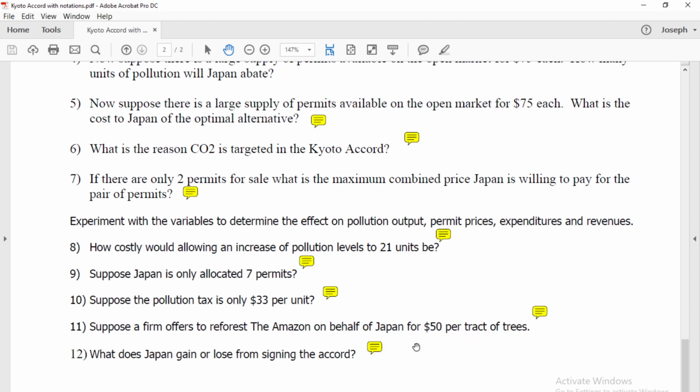And then, what does Japan gain or lose from signing the accord? Well, an excellent question, if I do say so myself. That's a good one for open discussion.